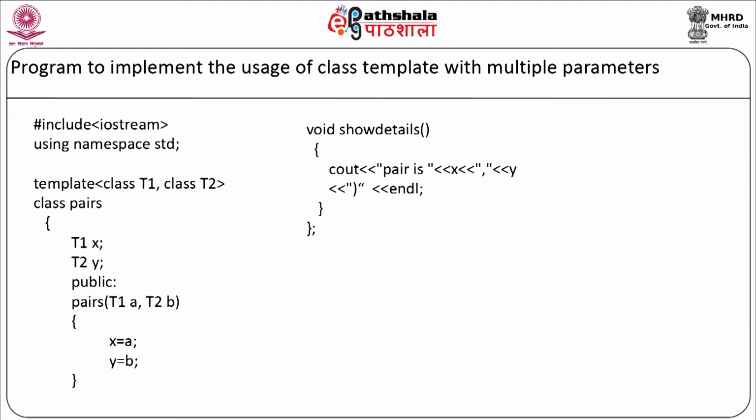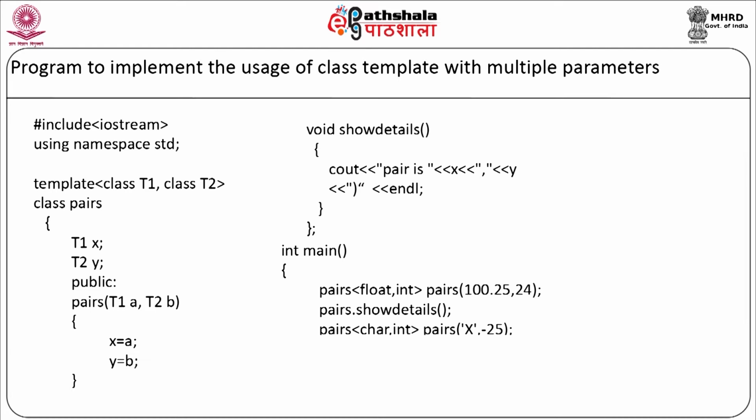So the first T1 will be of type float and T2 will be of type integer. Now we are going to call a function pairs with 100, 0.25 and 24. Now we are going to call a member function pairs dot show details. So it will display the values on the screen.